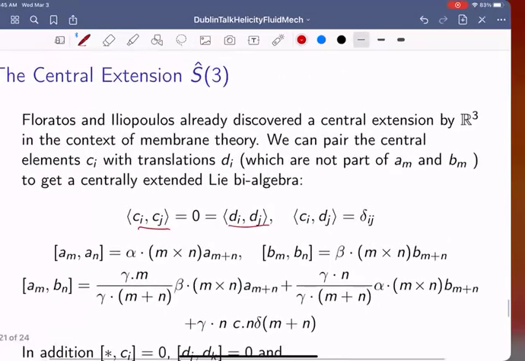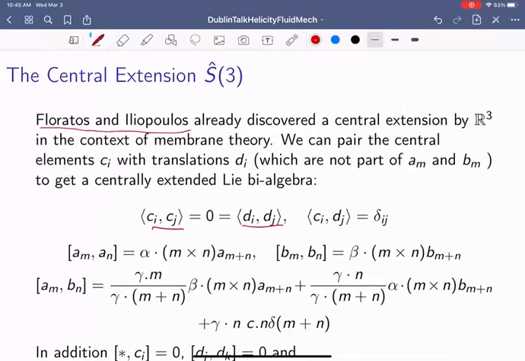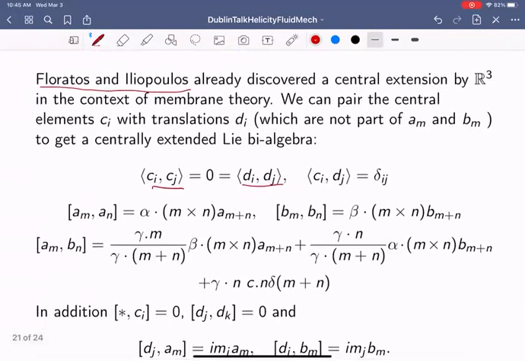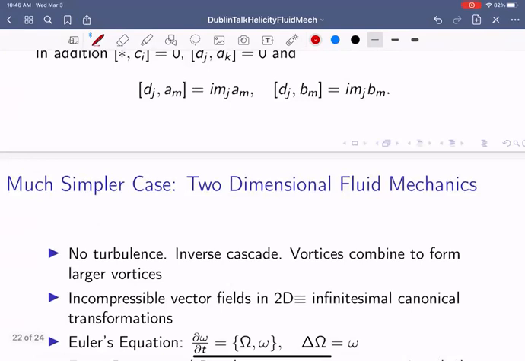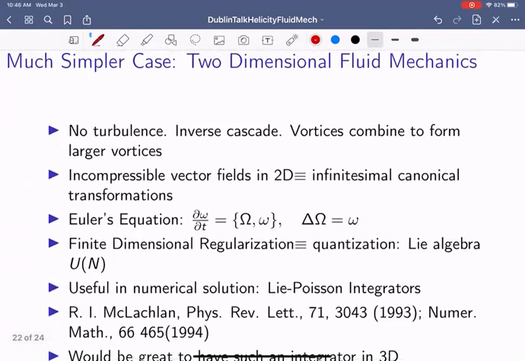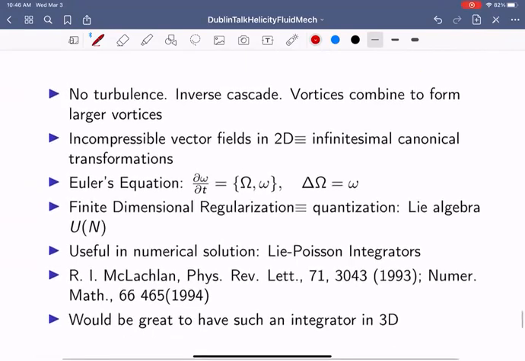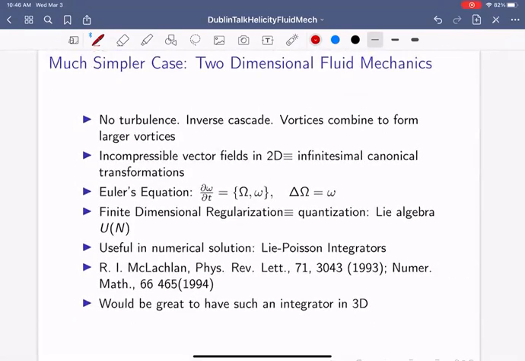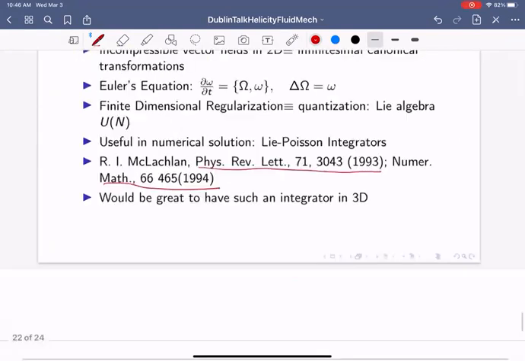This central extension, again, was not discovered by me. After the fact, I realized that it was discovered in a completely different context by Floratos and Iliopoulos, and they were studying membrane theories. So these are people who study membrane theories. You might remember membrane theories were fashionable in the 90s, and they discovered it in that context, which I can adapt for this purpose. By the way, this entire story has a much simpler analog in 2 dimensions. The theory is totally simplified, but it was already discovered by fluid mechanics people. I won't go into it, but I give a reference here.